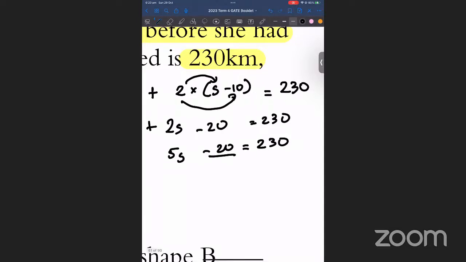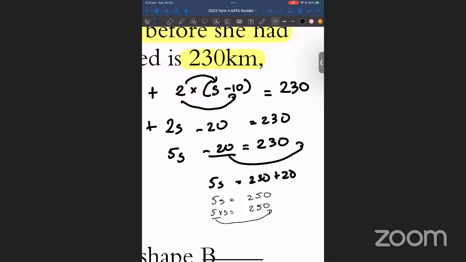So -20, when you bring it to the other side, it becomes +20. So 5s is equal to 230 plus 20. Are you guys following so far? Yes. So 5s is equal to 250. Now 5s is the same as 5 multiplied by s, which is 250. And so when you bring 5 to the other side, it becomes 250 divided by 5, which is 50. So the speed is equal to 50 kilometers per hour. Do you guys understand? Yes.